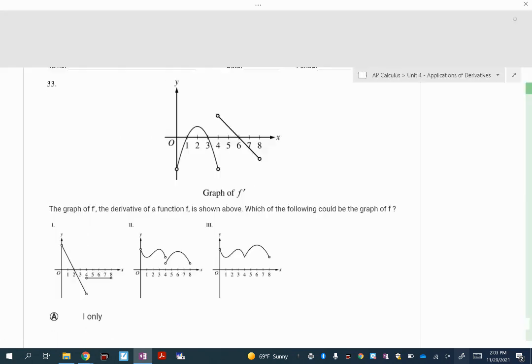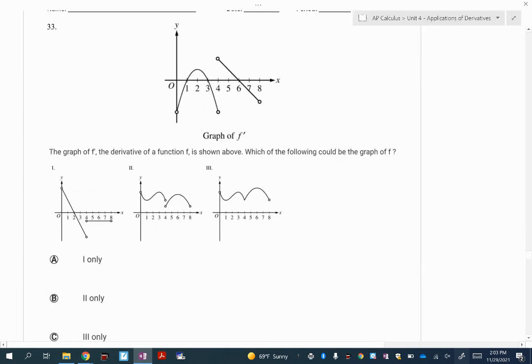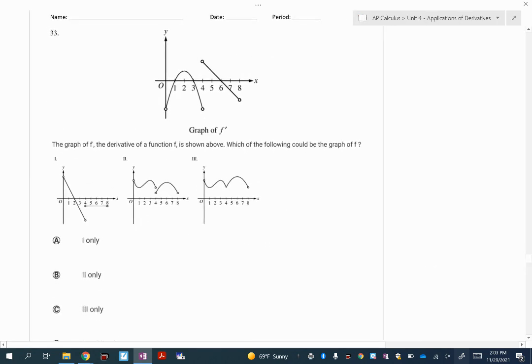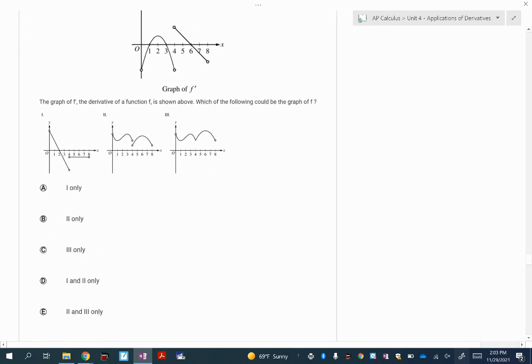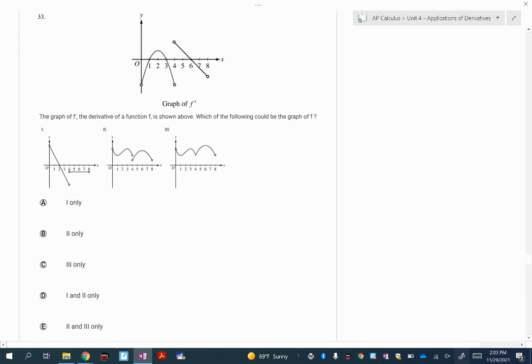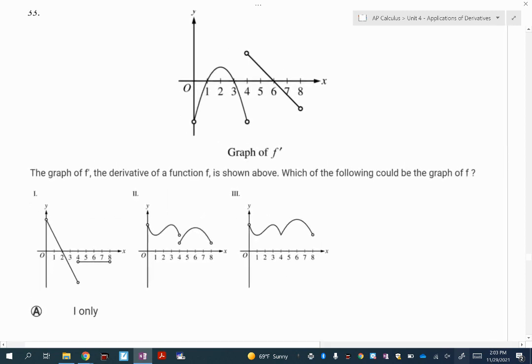Let's go to 33. This is the same kind of problem, just going backwards. They're giving you the derivative, and you have to see which ones could possibly be the original. I'm looking at Roman numerals 1, 2, and 3. Roman numeral 1 says the slope would be negative all the way until we get to 4, and then from 4 the slope is 0 the whole time. That's not happening here. In my derivative, we start out negative, but it does get positive, so that one's not going to work.